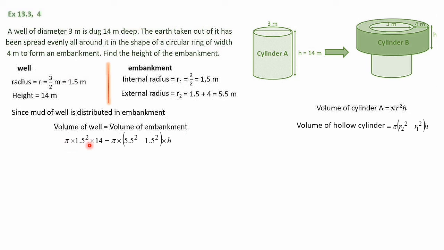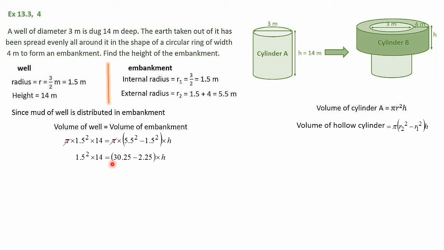So volume of well, in the sense pi r square h, that is cylinder A, pi into 1.5 square into h which is 14, is equal to volume of hollow cylinder, that is pi into R2 square minus R1 square. Even pi into R1 square minus R2 square into h is also not a problem. The first one should be the bigger radius you have to put. So pi into 5.5 square, the bigger one, minus the smaller one, 1.5 square, into h. Then pi and pi we can cancel. Then 1.5 square into 14 is equal to 5.5 square.